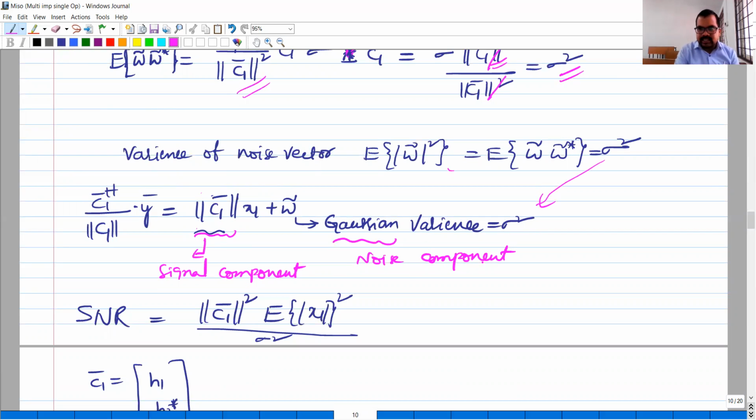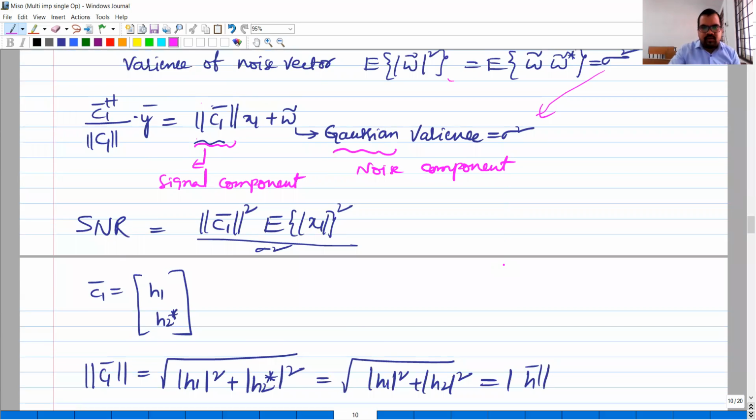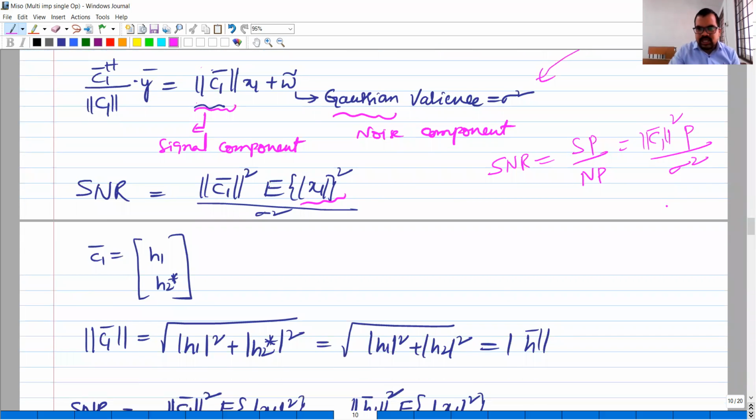This is the signal component and this is the noise component. Now we can find the signal power by the noise power. The signal power, that is C1 norm square, times the power of this which I call P, divided by the noise power we just calculated, sigma square. Now let us see what C1 norm square is.